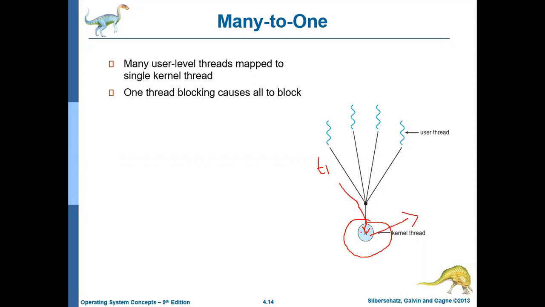So it means that this kernel thread is not available during that blocked time. During the blocked time, the kernel thread is not available. So the other threads also have to wait. They also cannot continue. Thread 2 and thread 3 and thread 4 also should wait, because there is only one kernel thread you have. So when this particular thread T1 is waiting for an IO operation, it means that the associated kernel thread is also waiting. Okay, so this is one of the disadvantages of this particular model.